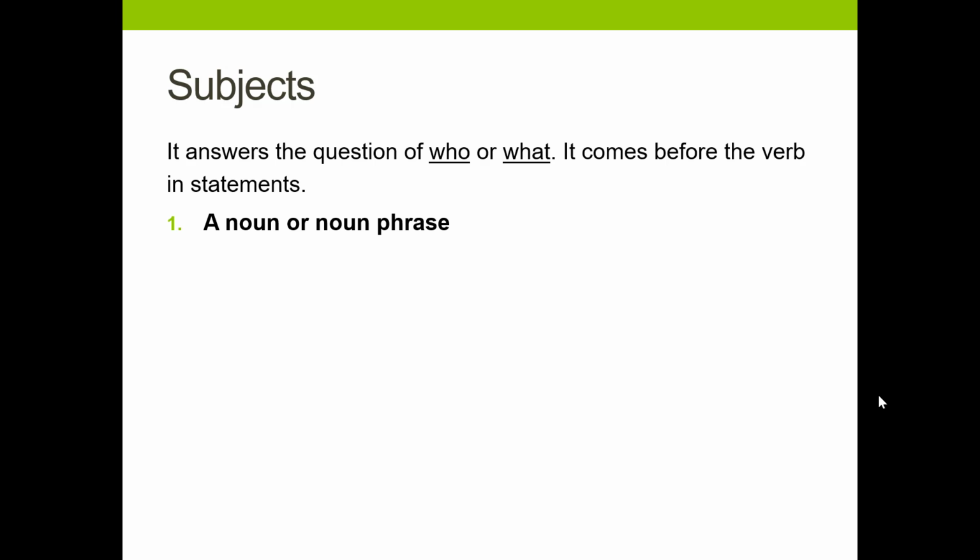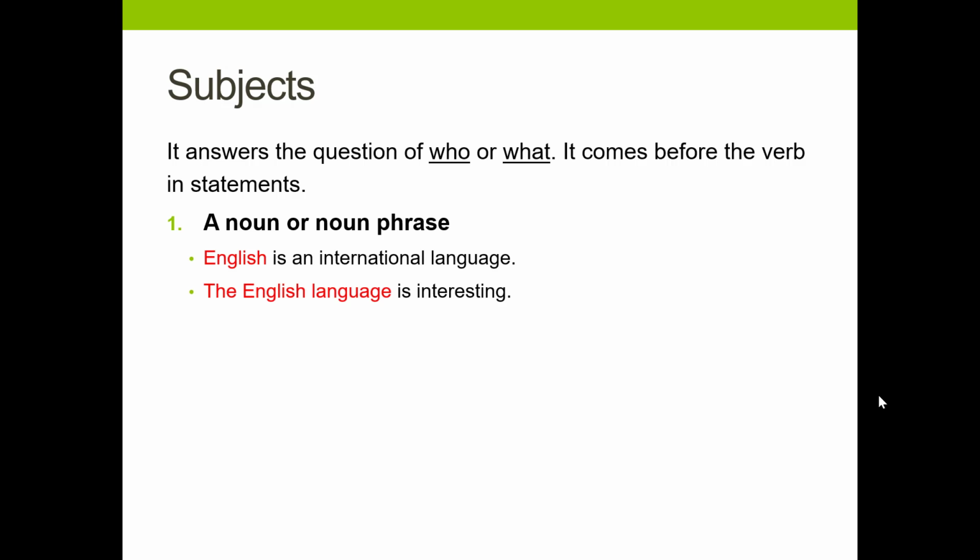Let's take a deeper look into what makes a simple sentence. Subjects. It answers the question of who or what, and it usually comes before the verb in statements. Subjects can be a noun or noun phrase, like English or the English language. In these sentences, these are the subject. It could be a pronoun, like he.